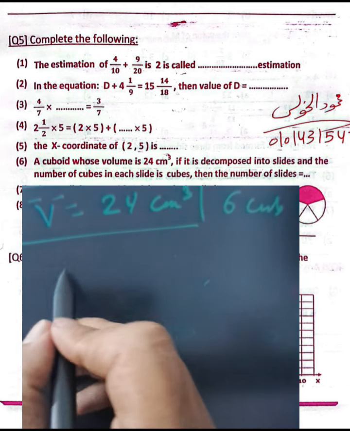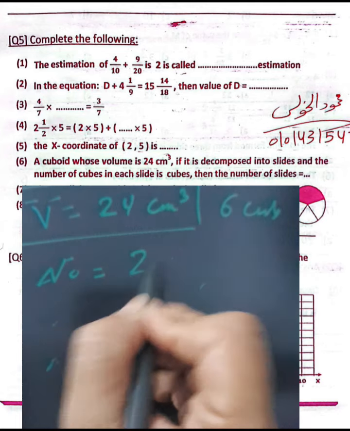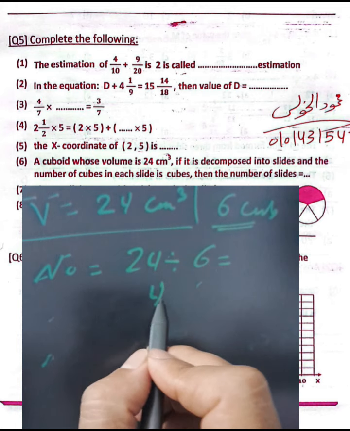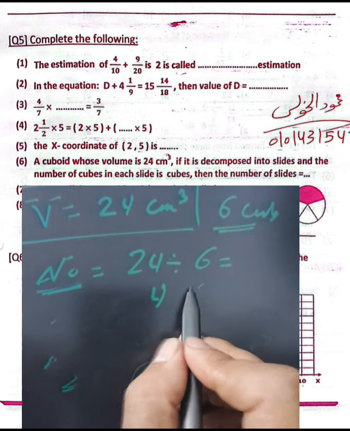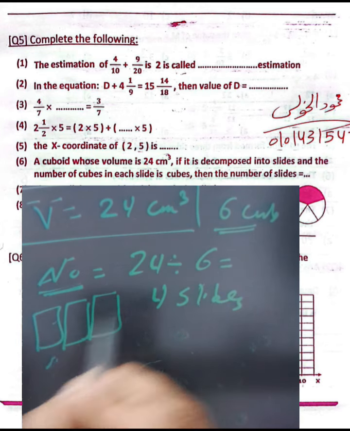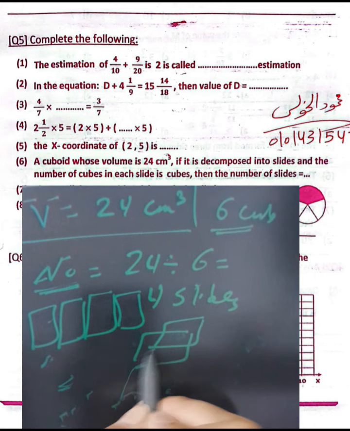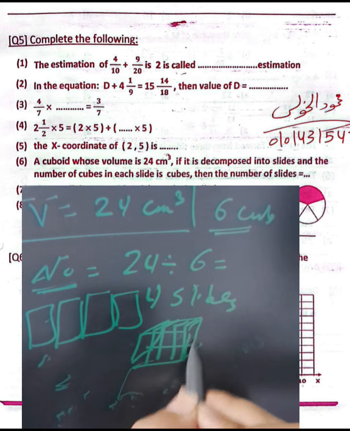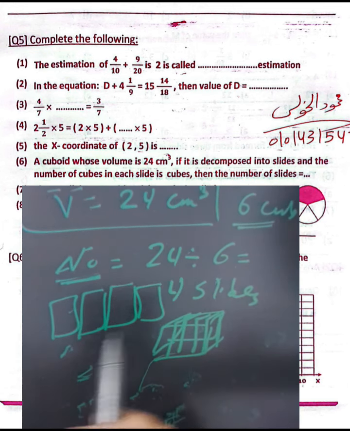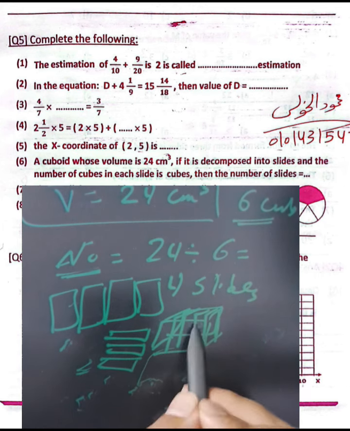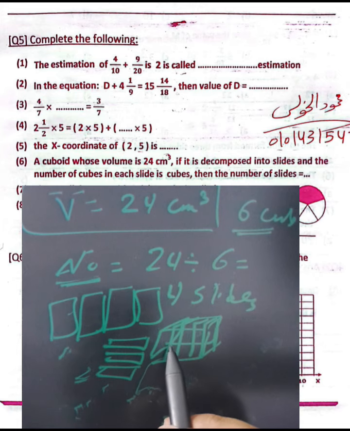Then the number of slices, we can write the volume 24 divided by the number of cubes in each slice. 24 divided by 6 equals 4. Then the number of slices will be 4 slices. Do you know slices? See slices, okay, such as that. If we have this cuboid, we have this slice. This slice is vertical. But by the right-hand side, or horizontal, we call it a layer. We have the difference between layer and slice. Slice here is vertical. How many slices? 4 slices.